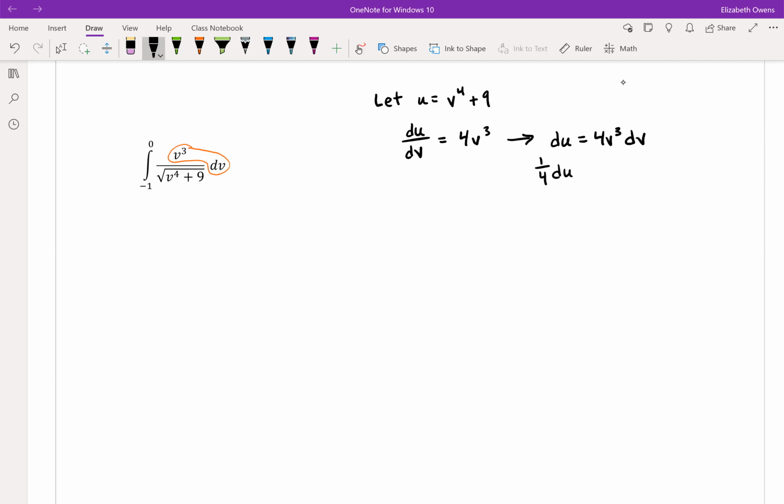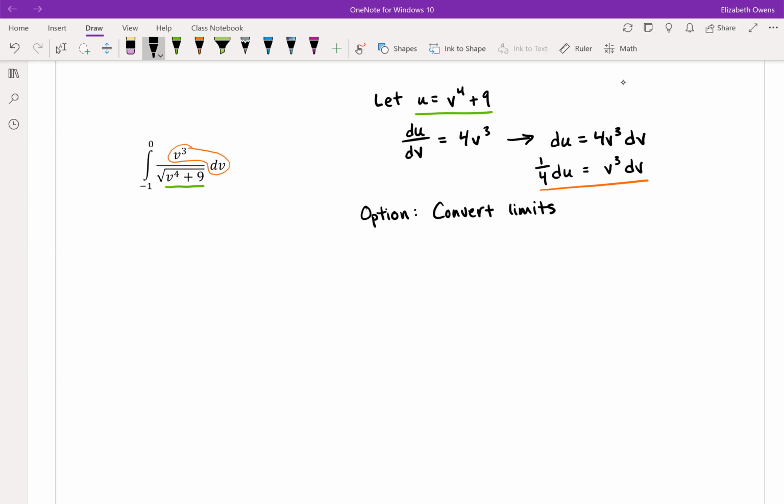So I'm going to take 1/4 of both these sides. 1/4 du is v cubed dv. Okay, so that's going to help us make our substitution. We're going to be able to put u in down here, and we're going to be able to put 1/4 du in for all of that, v cubed dv. And now we need to address the limits. Just like the last example, I'll do this both ways for you so you can see which option you like best. And I'm going to start with converting the limits.